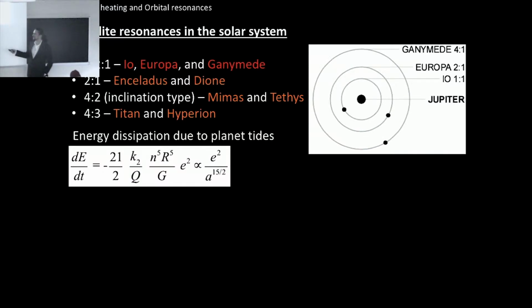Of course, if you have zero eccentricity, then you won't have any heating. But what matters the most is the distance. So the closer the object is to the planet, the more heating it is producing through tides.